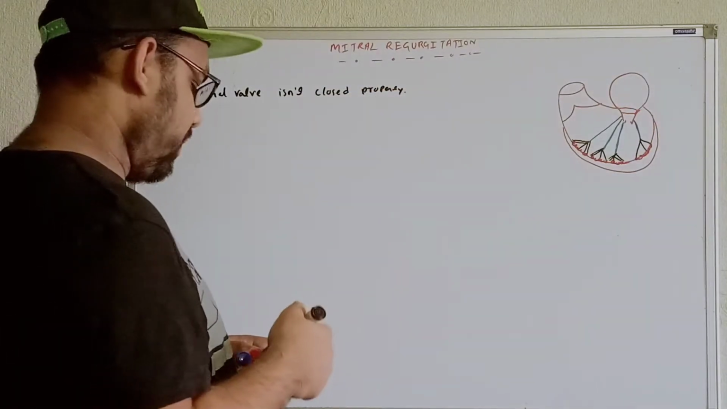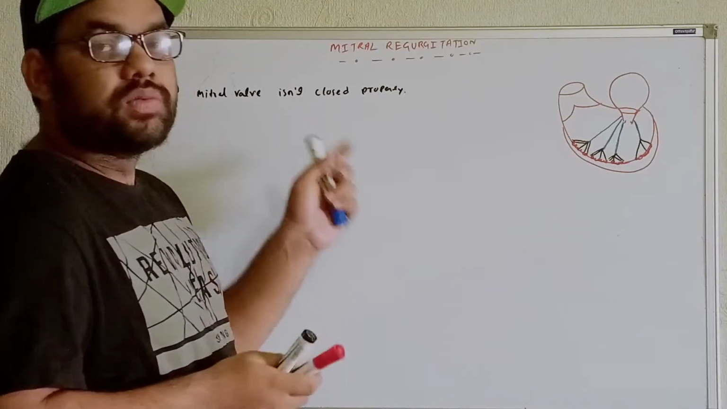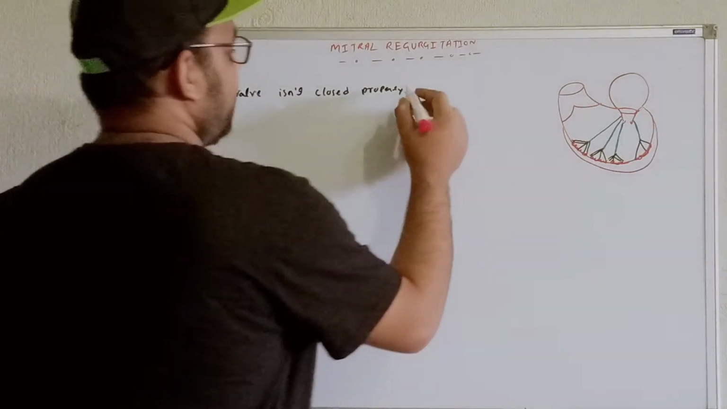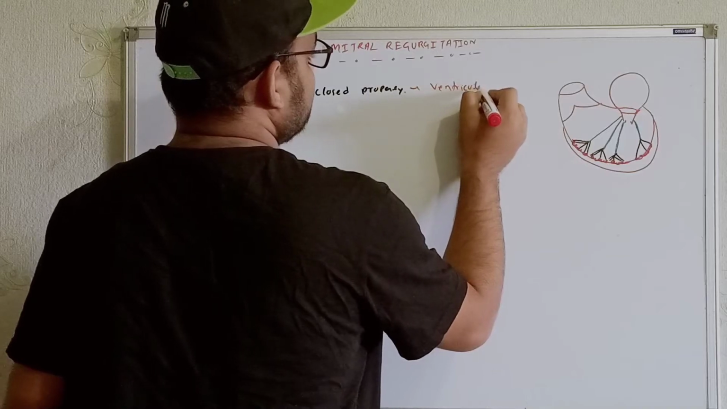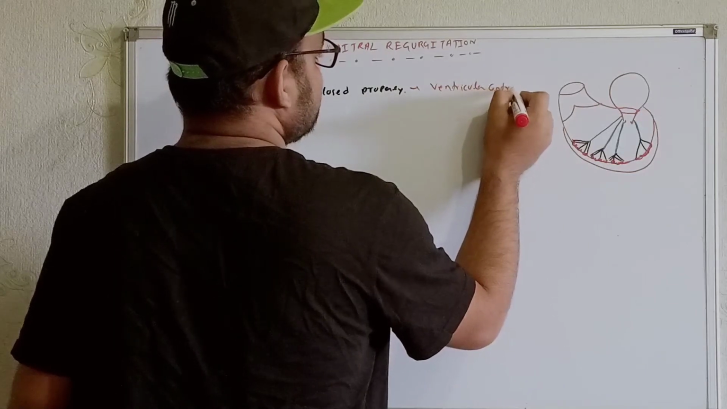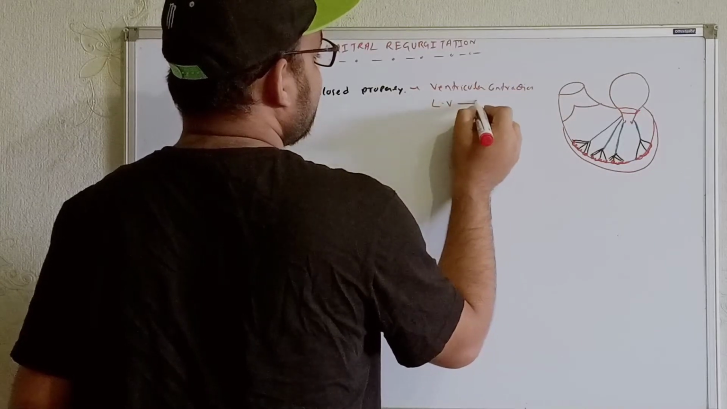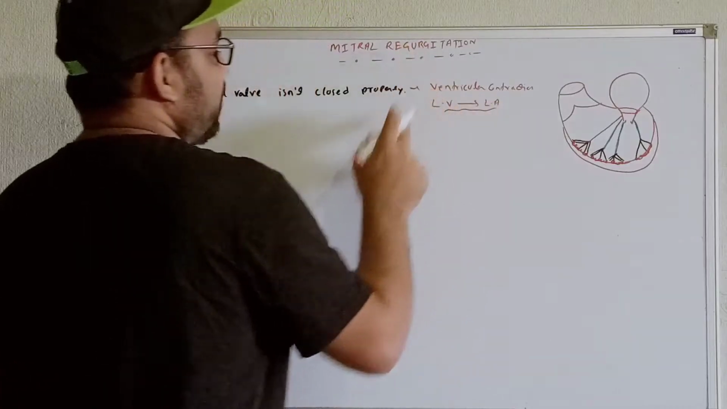Now try to understand: whenever the mitral valve is not able to close properly, then during ventricular contraction, or ventricular systole, the blood from the left ventricle will reach the left atrium, and this is known as mitral regurgitation.